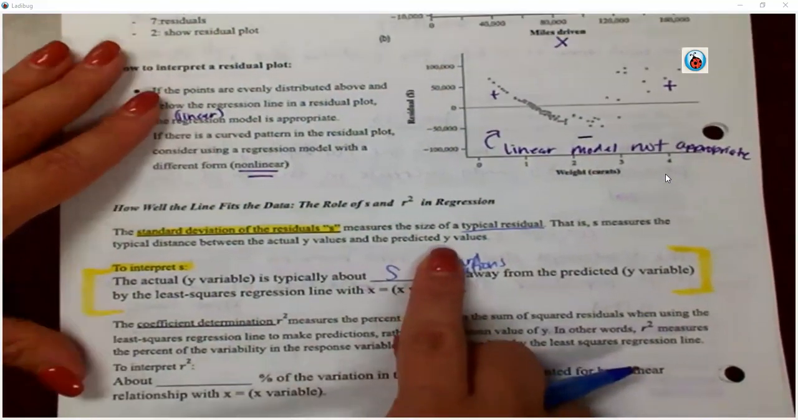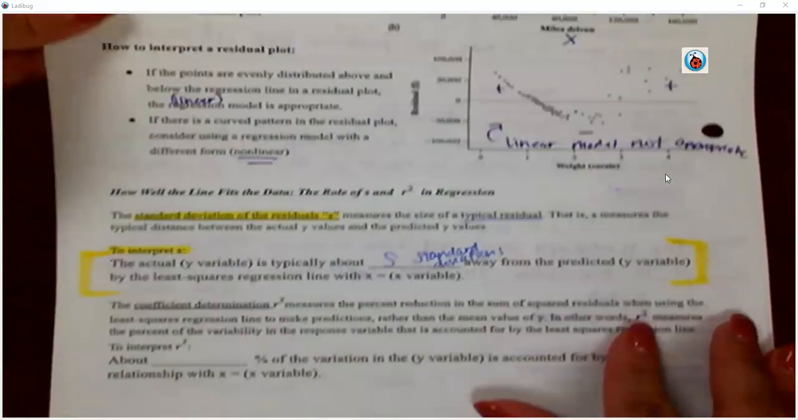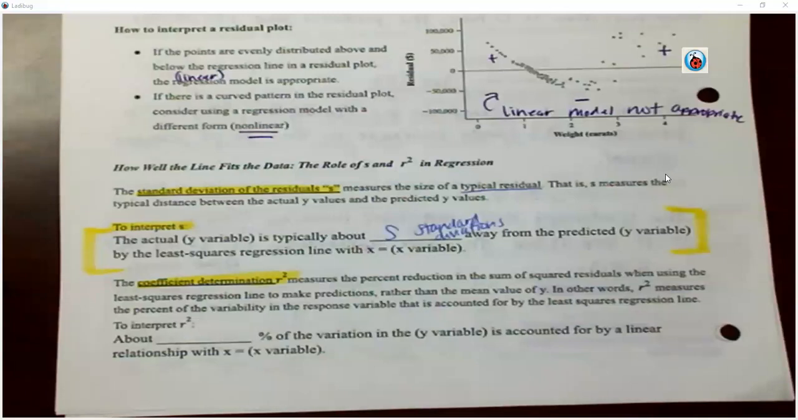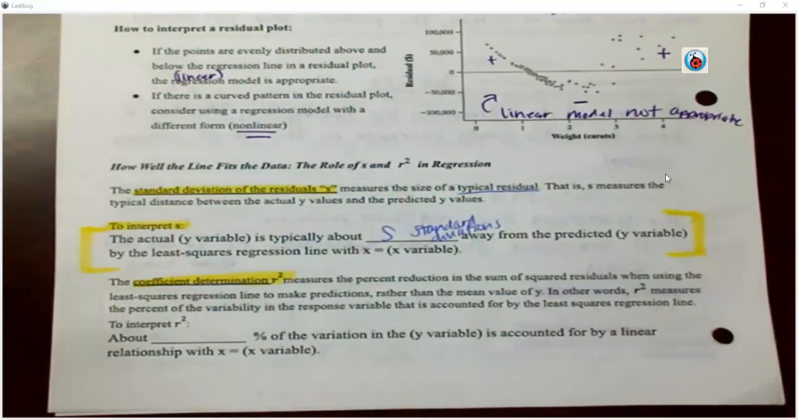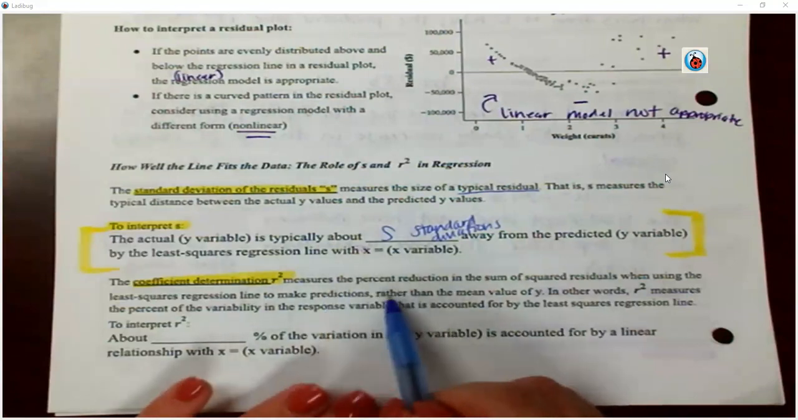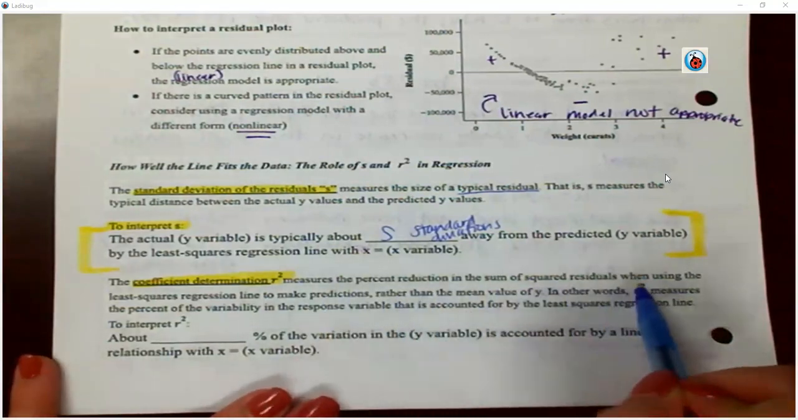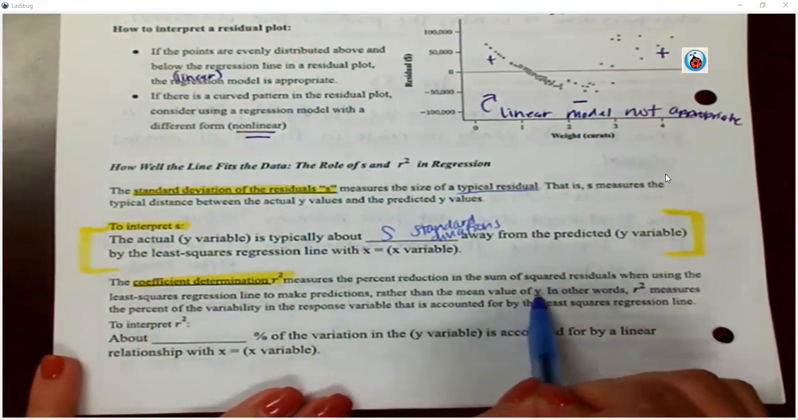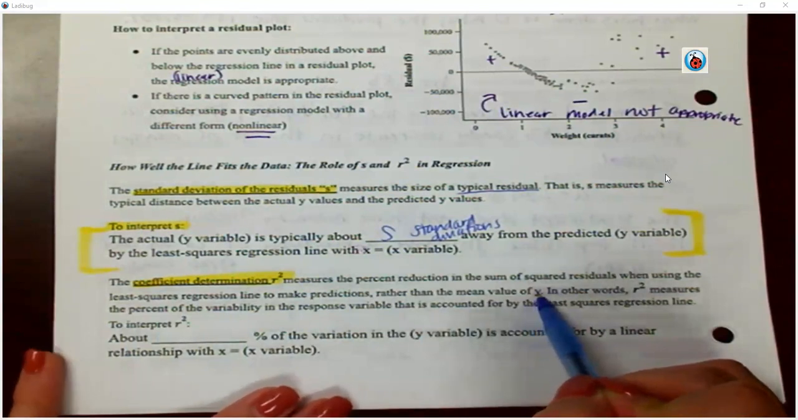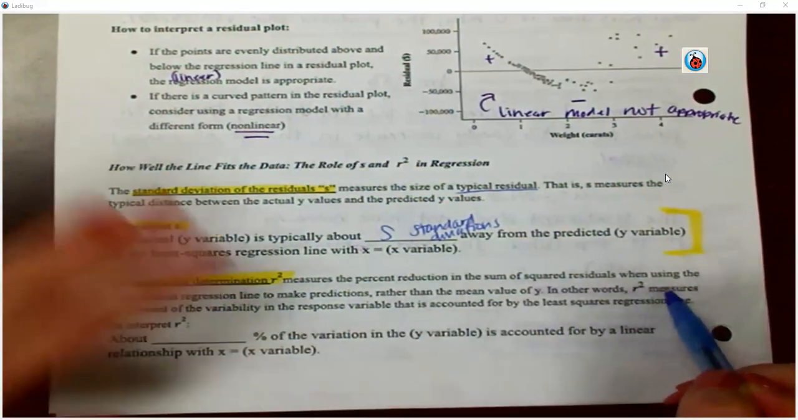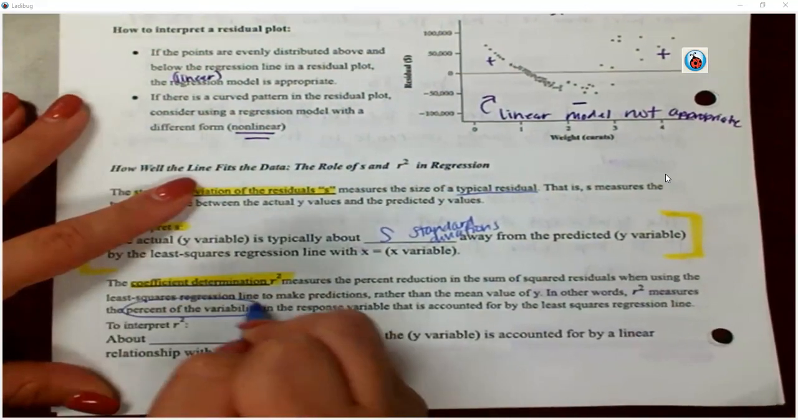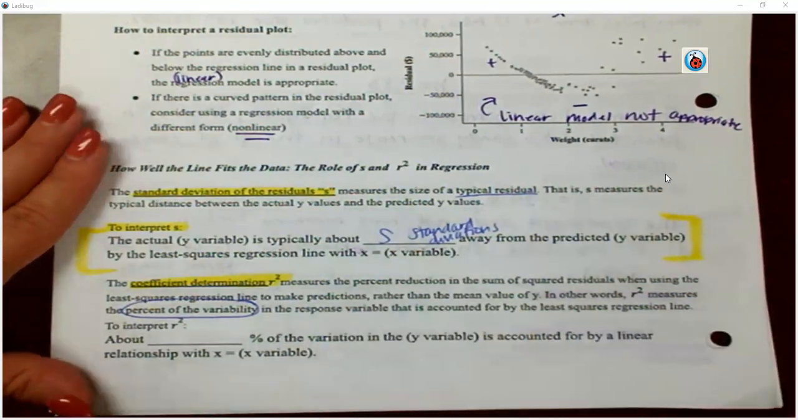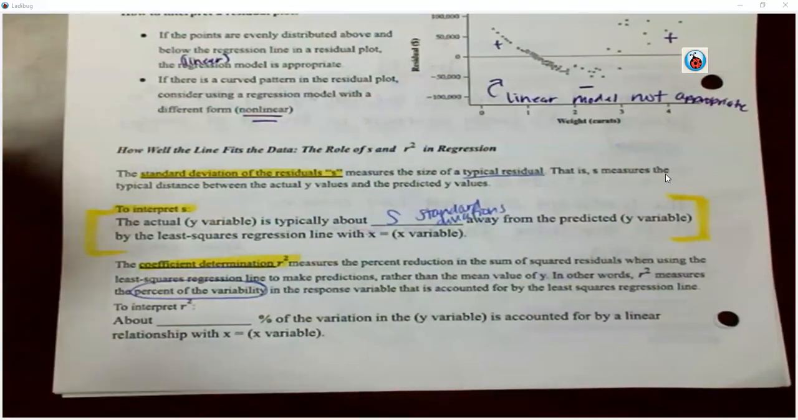Now, the coefficient of determination, R squared. This can be either given to you, or if you know your R, you can square it to find R squared. This measures the percent reduction in the sum of the squared residuals when using the least square regression line to make predictions rather than the mean value of Y. Now, that probably makes no sense, okay? In other words, R squared measures the percent of variability in the response variable that is accounted for by the least square regression line. So it's the percent of variability.